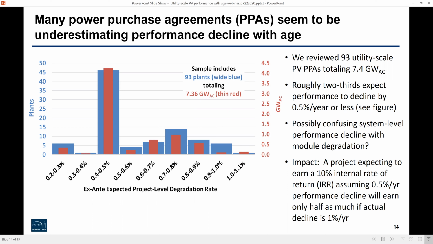Great. Here is a question about the difference in degradation from differing module technologies. And so the question is, did you find any difference between these technologies, such as poly or PERC or thin film?